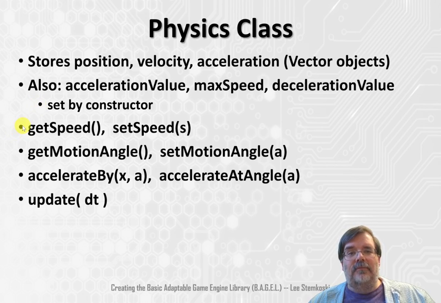Some other useful things: we'll have a get speed and set speed method, and those are just getting and setting the length of the velocity vector. We'll have a get motion angle and set motion angle function, and again, that's just getting and setting the angle of the velocity vector. We'll also have an accelerate by function, and that will basically create an acceleration vector of this length and this acceleration angle. And we'll use this sometimes.